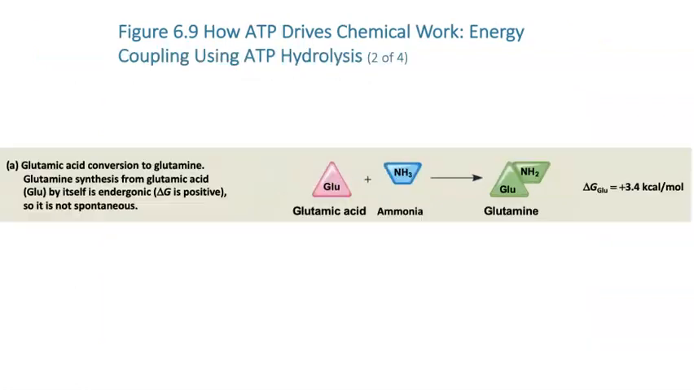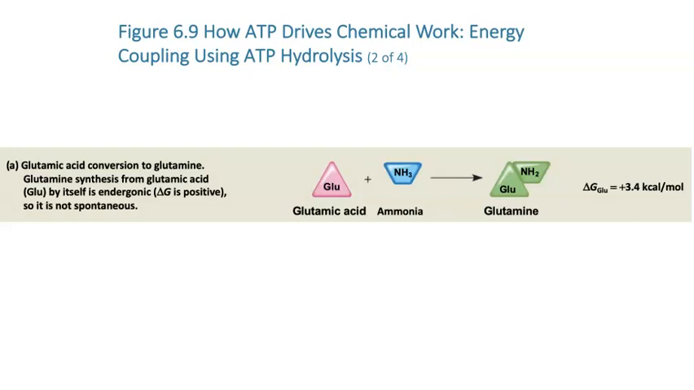So let's take a look at the first step. This is where we've got glutamic acid, that's the pink triangle, and we're going to combine glutamic acid and ammonia to create something called glutamine. By itself, this is an endergonic reaction. Remember, endergonic reactions have a positive delta G.